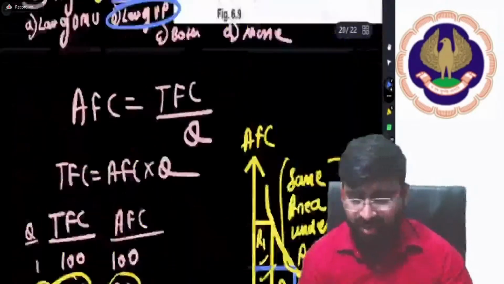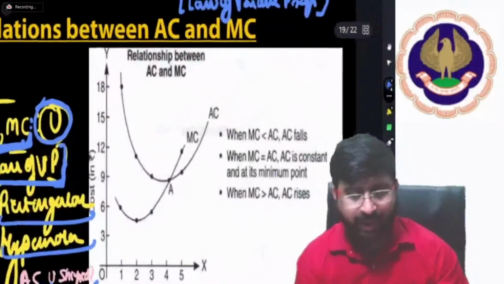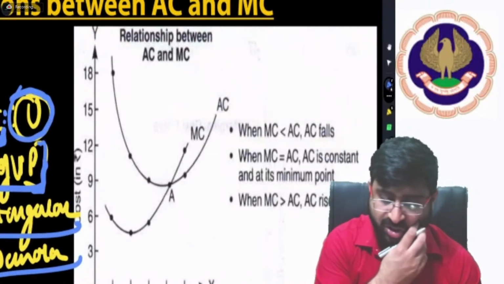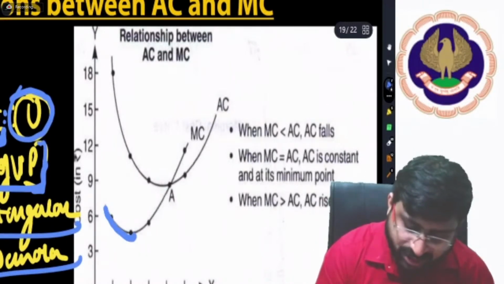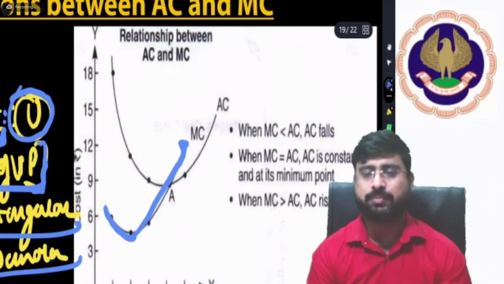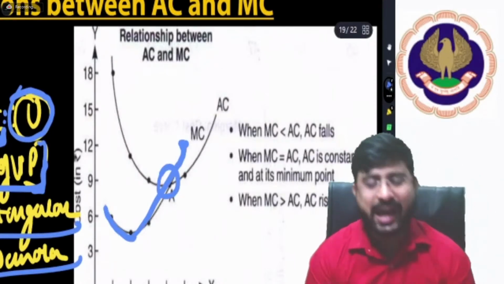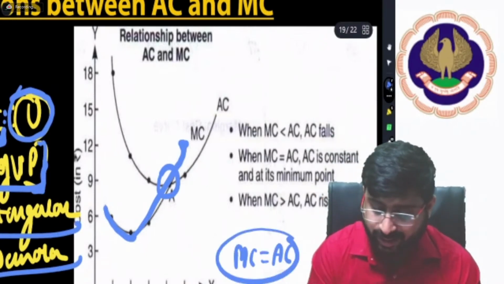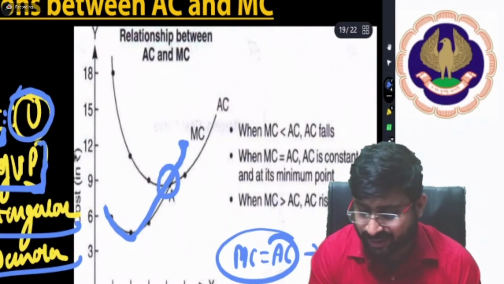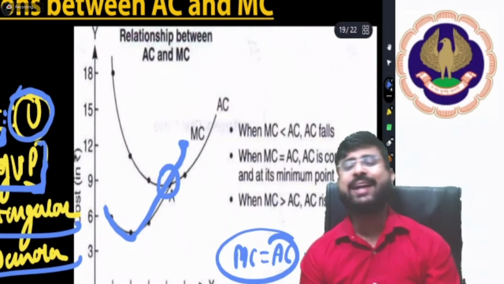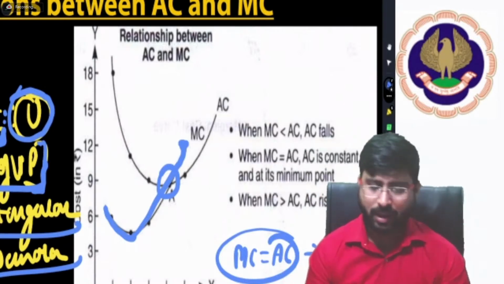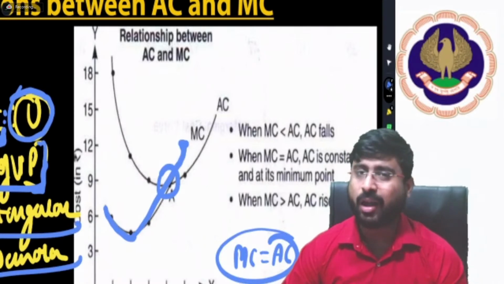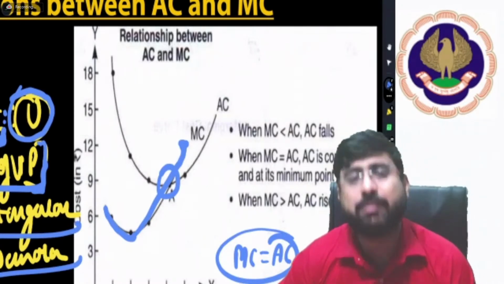My question that often you will get in your exam is, how are AC and MC related? So please look at this particular picture. You see MC striking AC from the bottom. And where does MC meet AC? At the minimum point of AC. MC is equal to AC at the minimum point of AC. MC meets AC at the minimum point of AC.